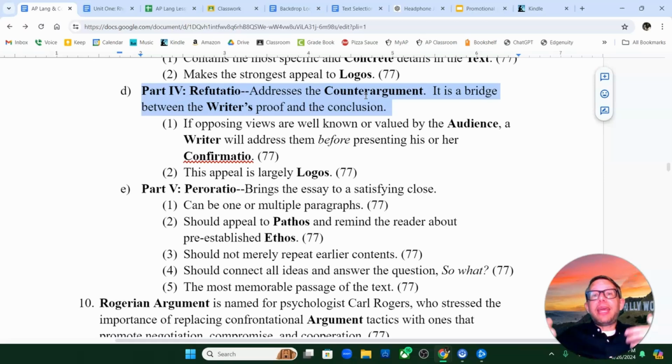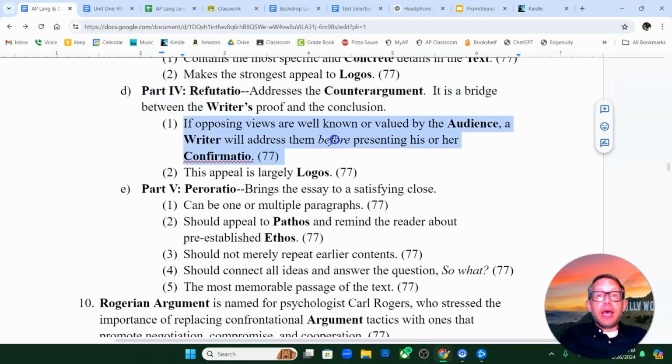Okay, and if you're doing it right, and you're doing it well, it's not going to weaken your argument. It's going to prevent you from being vulnerable to your opposition's attacks. That's what the ultimate goal is, okay? If opposing views are well known or valued by the audience, a writer will address them before presenting his confirmatio.